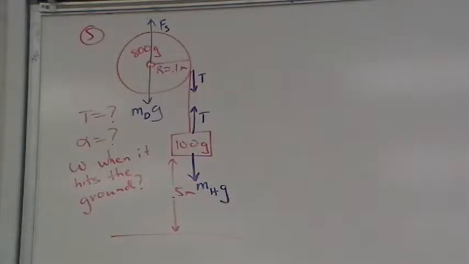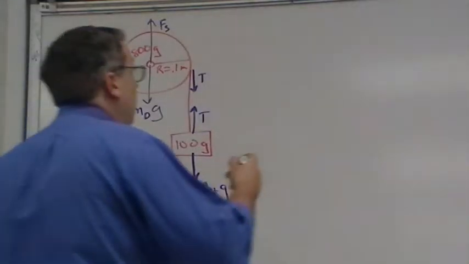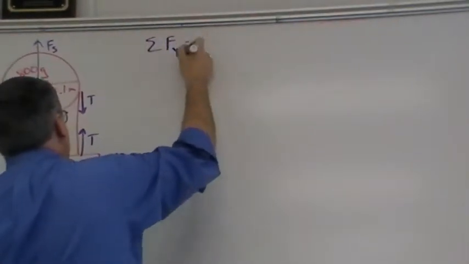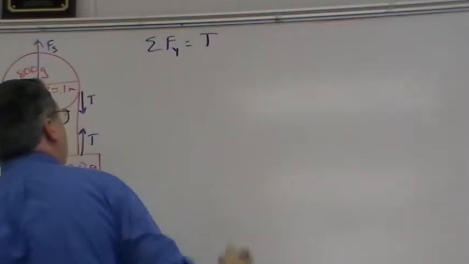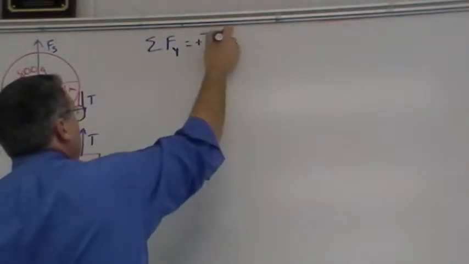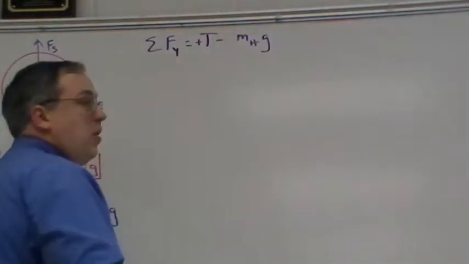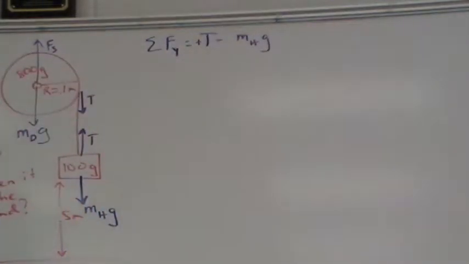Now, after you've drawn a free body diagram for the disc and a free body diagram for the hanging mass, what's your next step? Sum your forces. I'm going to start with the thing I'm most familiar with, and that's the block. If I was summing forces for the hanging block in the y direction, I would have the tension going up. I would have the hanging mass going down. And anytime you sum forces, what is it equal to? MA.